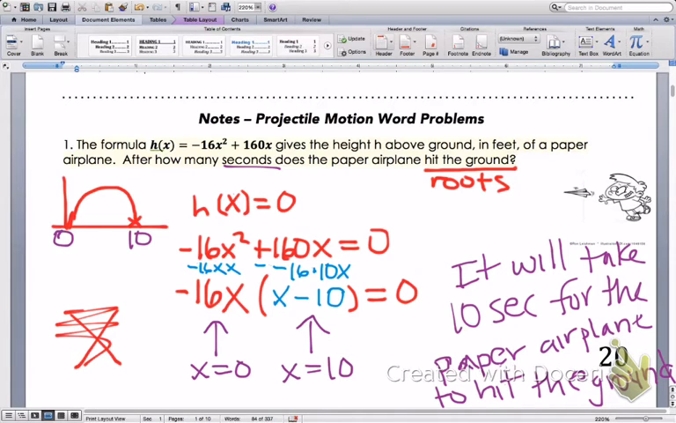All right, so we have our answer for the first one. It's taking us 10 seconds for this paper airplane to hit the ground. The main thing about these problems is to be very careful to make sure you are answering the question they're asking us. In this case, when it hits the ground, it's one of the roots. So let's move on to the next problem.